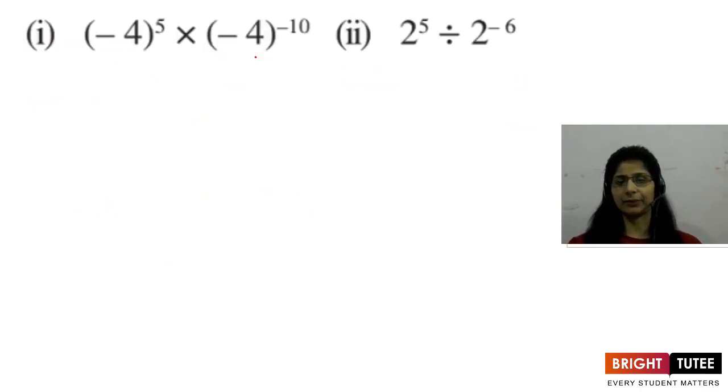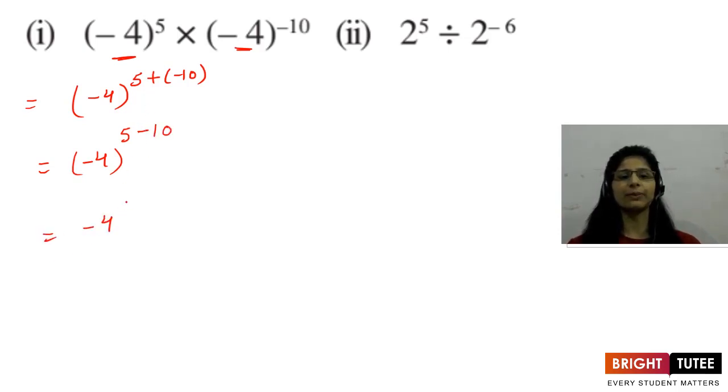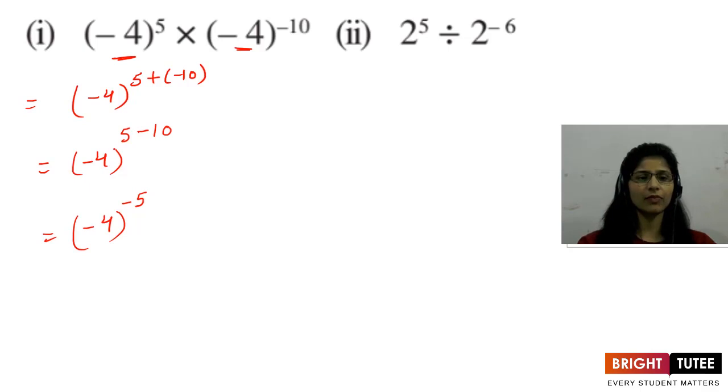We have to just simplify them. Okay, so to simplify them, just see, we have the same bases here. So -4 to the power 5 plus -10. When we have the same numbers in product, that means the numbers having the same base in product, we will add the powers. We get -4 to the power 5 plus minus is -10. Right? -4 to the power 5 minus 10 is -5. Clear? So now it will be in terms of positive exponential form. We will write 1 upon -4 to the power 5.